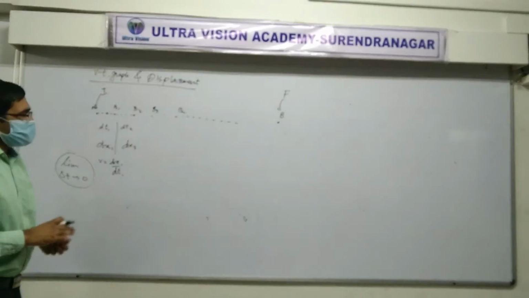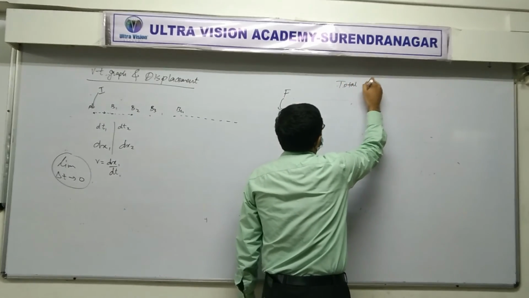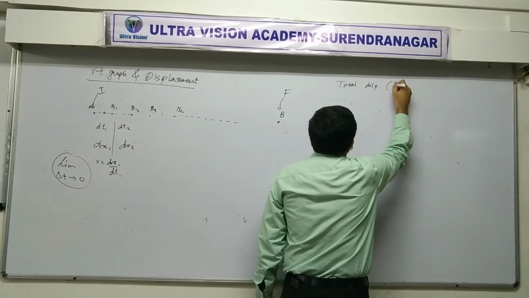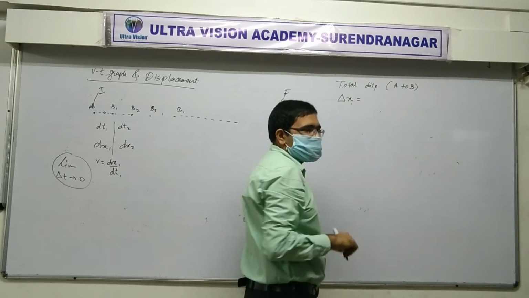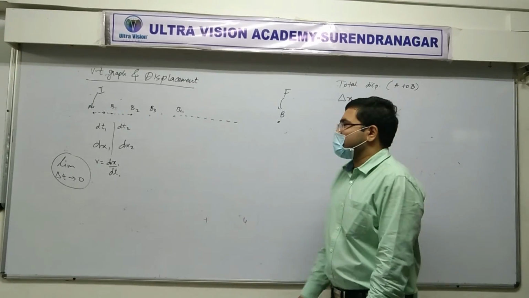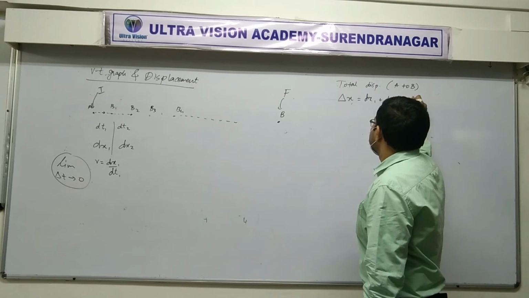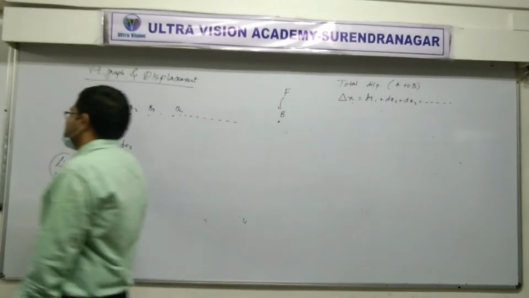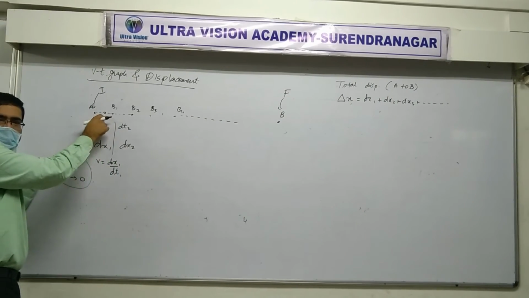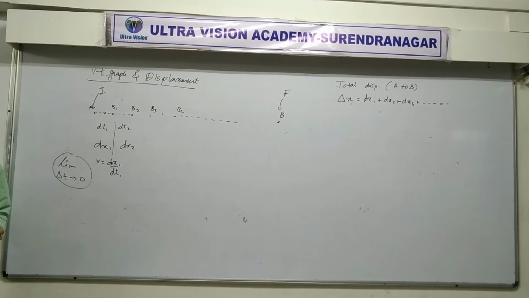Okay. Now if I want to find the total displacement, that is from A to B, then I am of course going to call it delta x. Then do you realize that this delta x should be nothing but the addition of the small displacements? Yes or no? Yes. Small displacement here, a little bit here, a little bit here, like that. Add everything, so you get the total displacement. Did you understand? Yes. Sure?